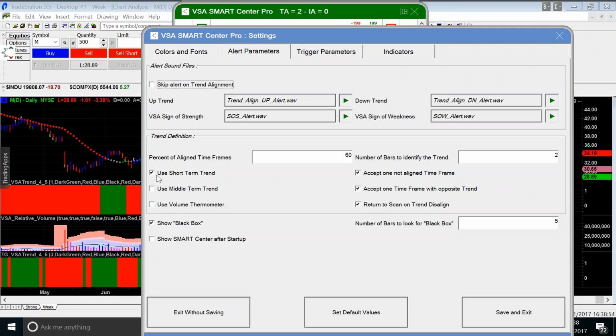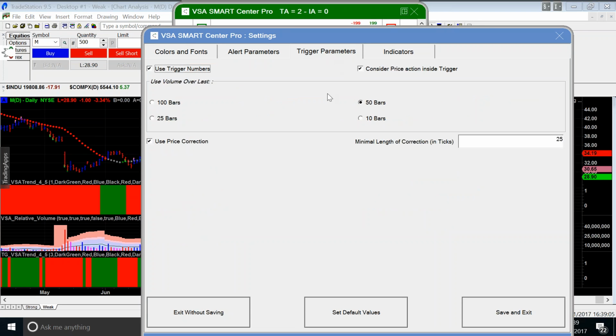You can see here, I'm just using the short-term trending system. I'm showing the black box. I'm not even using the medium-term and the long-term trending system at all. All the others are the same. All right. Trigger parameters, I'm using 50 bars, using trigger numbers, which is the high volume bars. And I consider price action inside the trigger, which means if you get a high volume bar with a wide spread, but you get a VSA signal within that wide spread bar, I still get the alert.